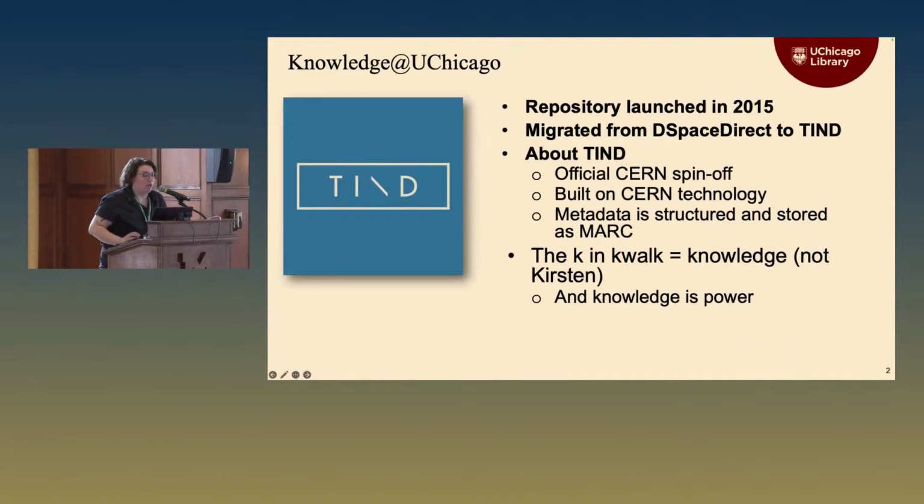So just a little bit about Knowledge at U Chicago. It's our repository that was launched in 2015, and we migrated from DSpace Direct to Tind. And for those of you who don't know about Tind, it is an official CERN spin-off, and all these things that I'm going to be talking about, I've just learned in the last year, so I am by no means an expert. And our metadata is stored in MARC form. And the K in kwalk sadly stands for knowledge and not Kirsten.